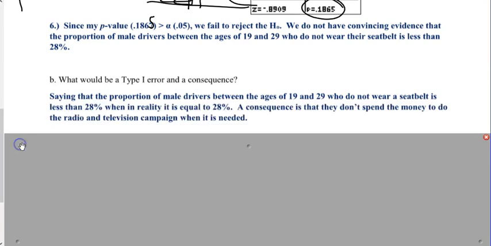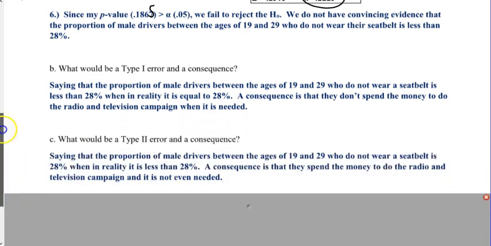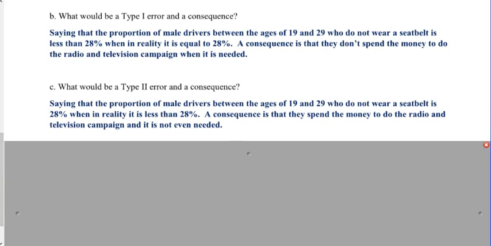Okay, type 1 error. Say the proportion of male drivers who do not wear a seatbelt is less than 28% when it's actually 28%. A consequence is they don't spend the money to do the radio and television campaign when it's really needed. So they think it's working when it's not, and they stop doing the ad campaign. Type 2. Saying that the proportion of male drivers is 28% when actually it's less than. Well, the consequence is they spend money and it's not needed because it's already done its job.